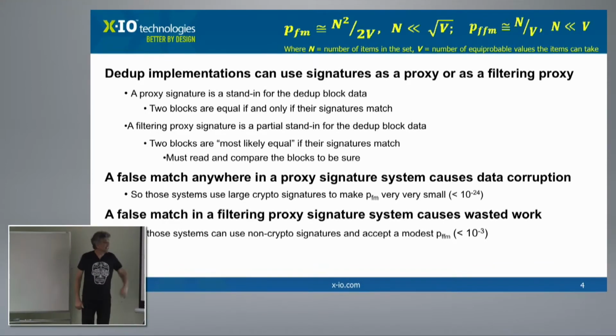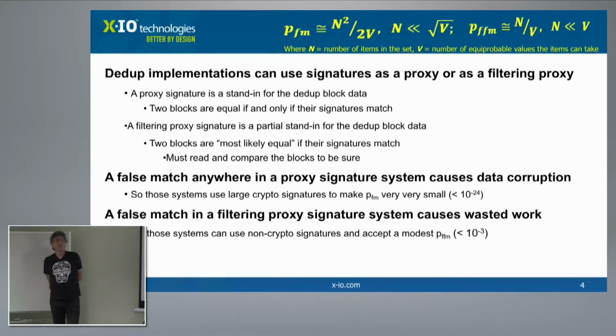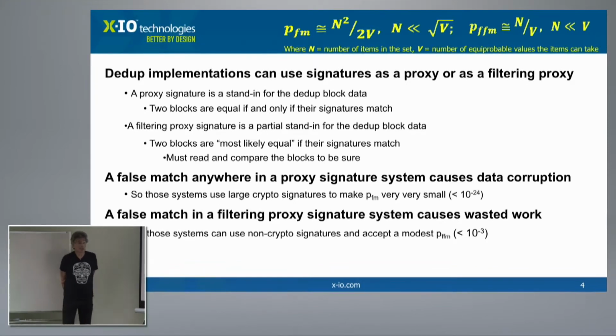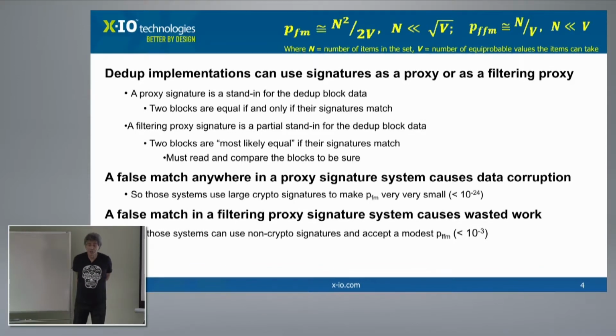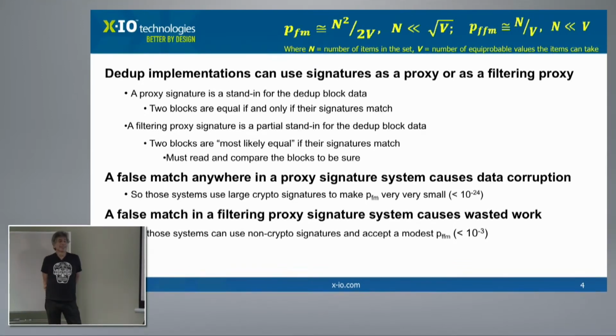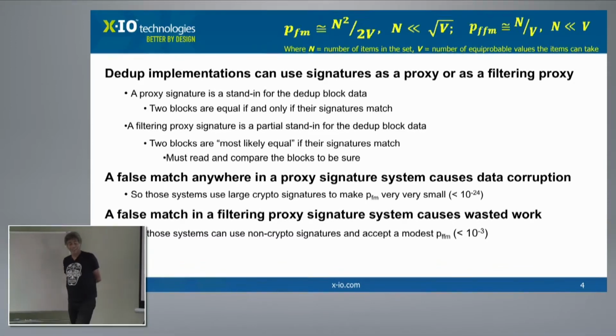A proxy signature is a stand-in for the dedupe block. If the signatures are equal, the blocks are equal. If the signatures are not equal, the blocks are not equal. Okay? That puts a lot of burden on the signatures because, in fact, if two unequal blocks ever have the same signature, you've got data corruption. Okay? So you have to be very careful what signature algorithms you use. Luckily, the crypto community has created a whole bunch of good signature algorithms that, statistically at least, guarantee a very low probability and also are pretty good against a malicious user trying to find a block that has the same signature, right? And they're called crypto hashes.